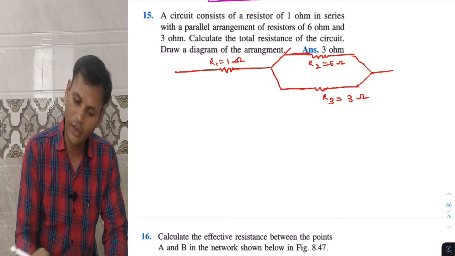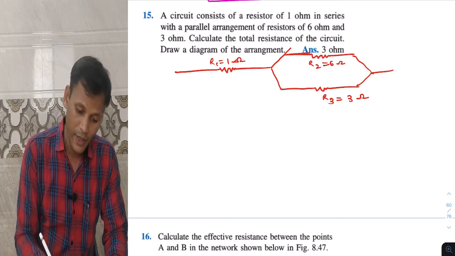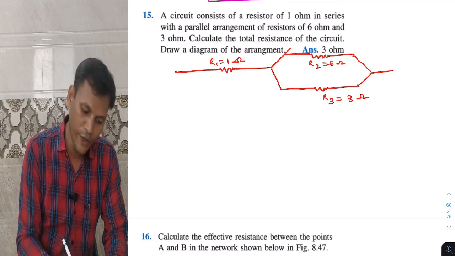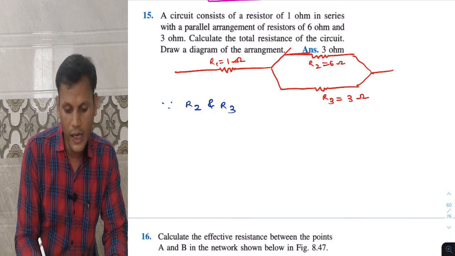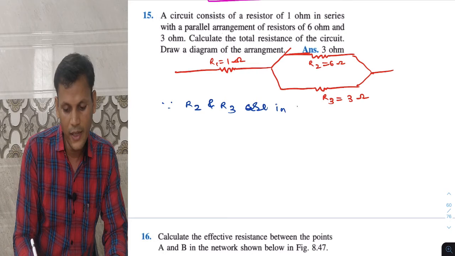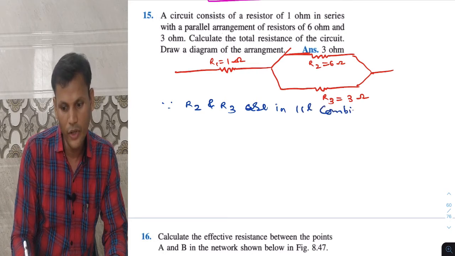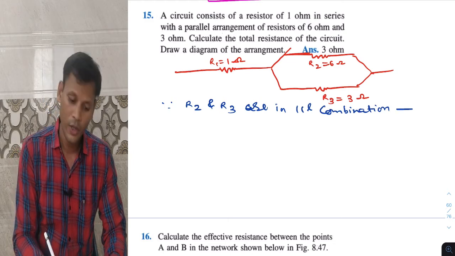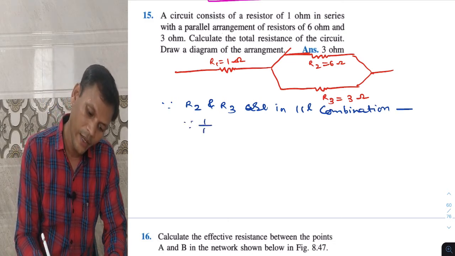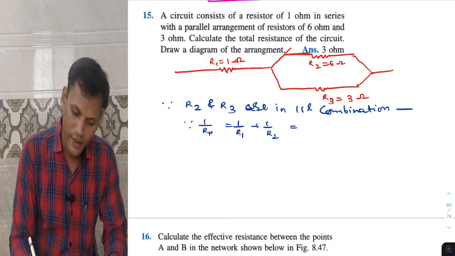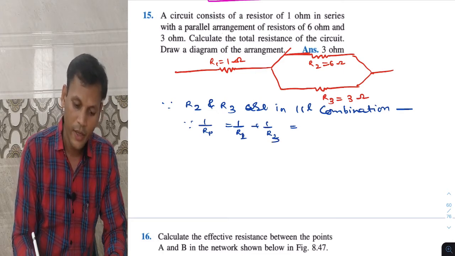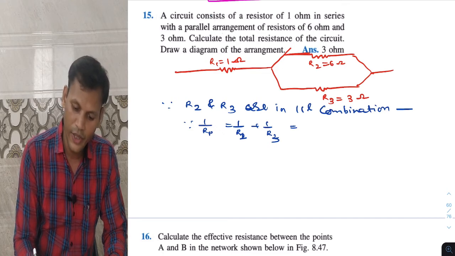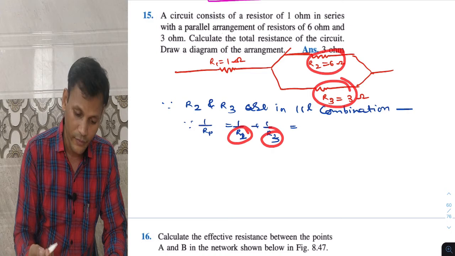Draw the arrangement. So I have already drawn the diagram. We can write now net resistance is to be found out. So since R2 and R3 are in parallel combination, as they are in parallel combination, so we know the formula, since 1 upon Rp is equals to 1 upon R2 plus 1 upon R3, क्योंकि R2 and R3 are in parallel combinations. So R2 and R3.